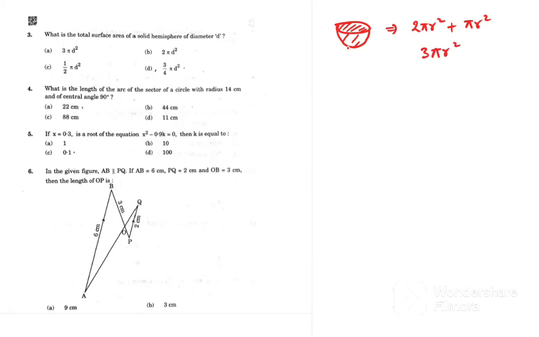Now here we have to find it in terms of diameter. So the radius, we know, is d by 2, so r square is d square divided by 4. So 3 pi by 4 d square, which is nothing but option D. Okay. Moving on to the next one.